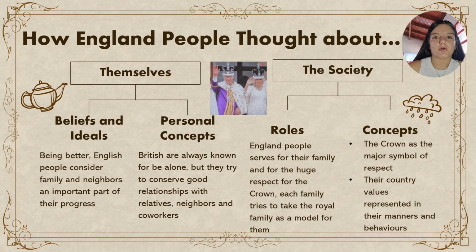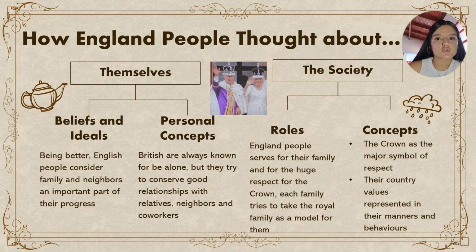How English people think about themselves, beliefs and ideals. English people consider family and neighbors an important part of their progress. Personal concepts. British are always known for being alone, but they try to keep good relationships with relatives, neighbors, and co-workers. The society roles. English people serve their family and the Jewish, with respect for the crown.